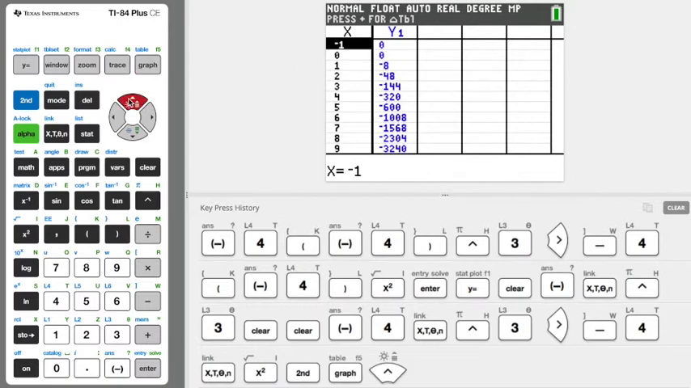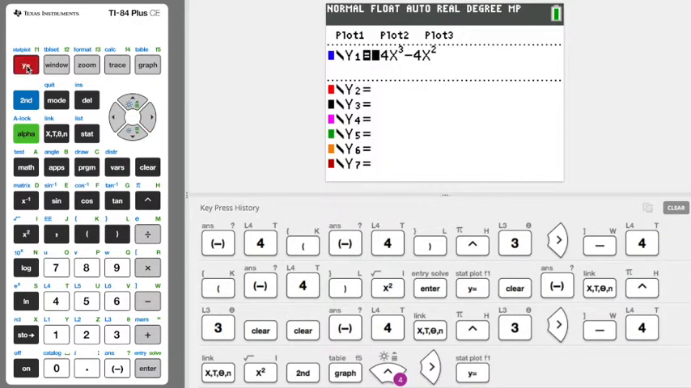So I'm going to scroll up to negative 4, and my y value for negative 4 is 192. And so we know that this is the correct answer. Again, just make sure that you're inputting the equation correctly, or else you'll get a different answer.